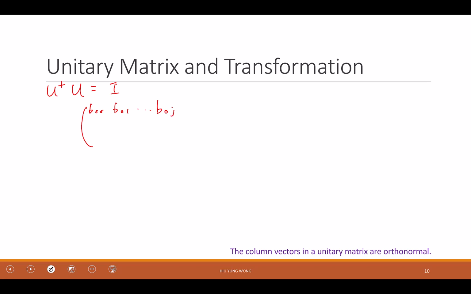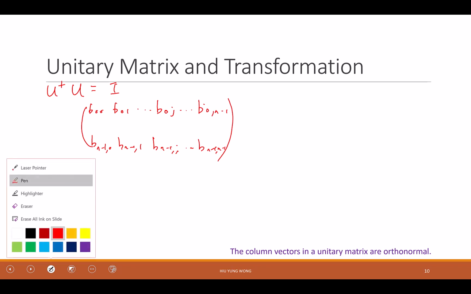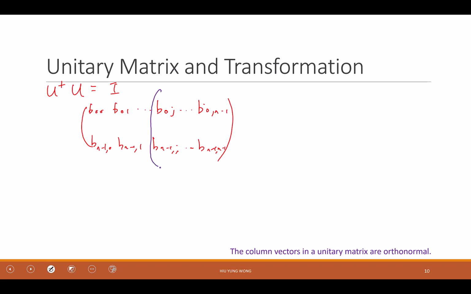B0J, the J column, and then B0,N minus 1. To save time, I will only do the last row, Bn minus 1,0, Bn minus 1,1, Bn minus 1,J, and then Bn minus 1,N minus 1. Is this okay? Just a matrix. But I highlighted a column, which is B0J all the way to Bn minus 1,J.